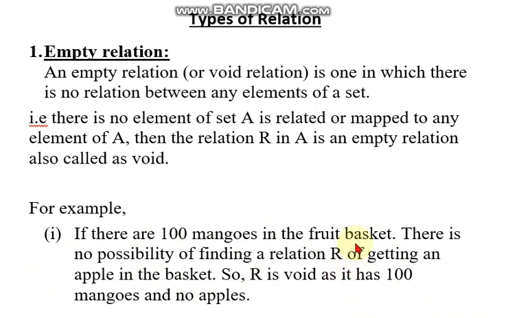So here we are defining our relation by what? Getting an apple from the basket. As the basket contains only mangoes, we will not get any apple from that basket. That is why we can say that here R is a void relation, as it has 100 mangoes and no apples.